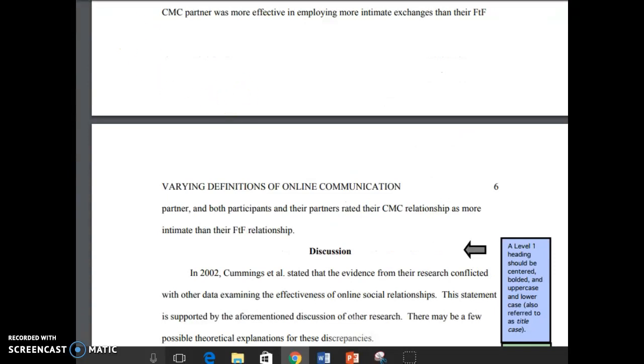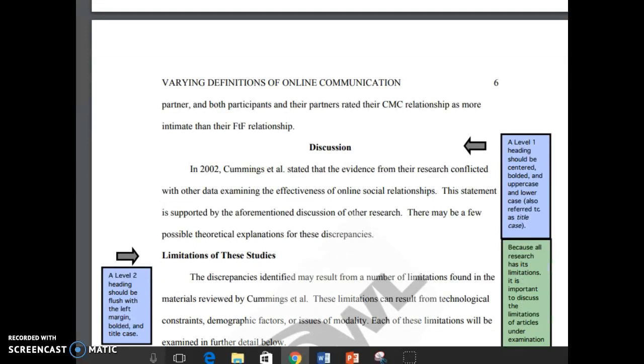It is a good idea throughout a paper to go ahead and have headings. So typically level 1, level 2, and perhaps level 3 are probably the most that you would ever need. For a level 1 heading, those are your basic sections. You would center it. It should be bolded. It should start with a capital letter, and then it will also have lowercase letters. So that would be title case.